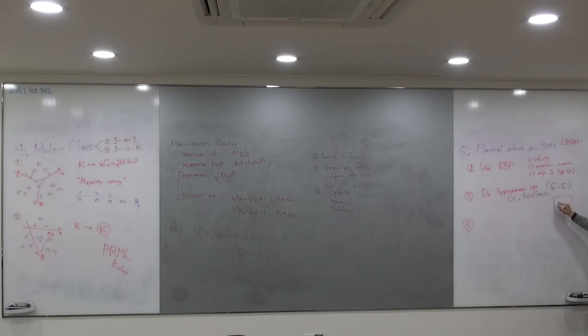So you make a table. On the columns, different values of C. On the rows, different values of sigma. You do a cross-validation test for every combination, and you pick the best one. This is necessary, but it takes a lot of time, of course.